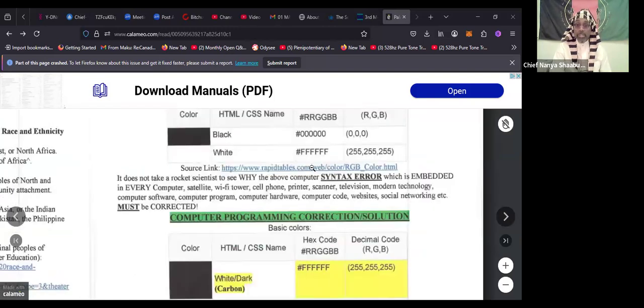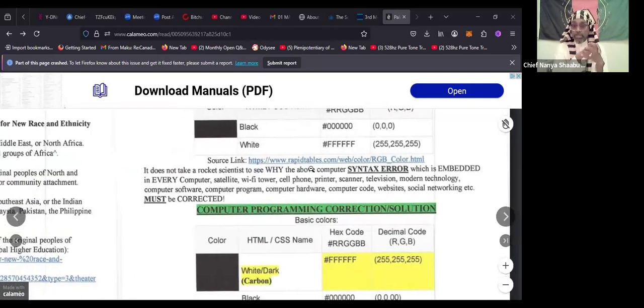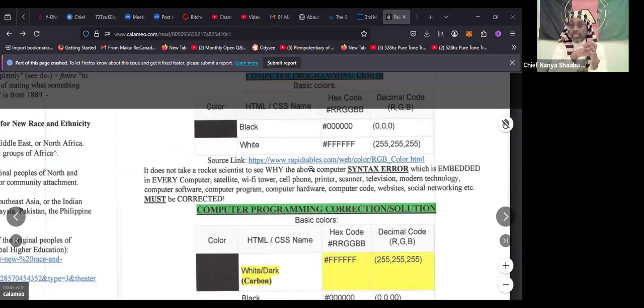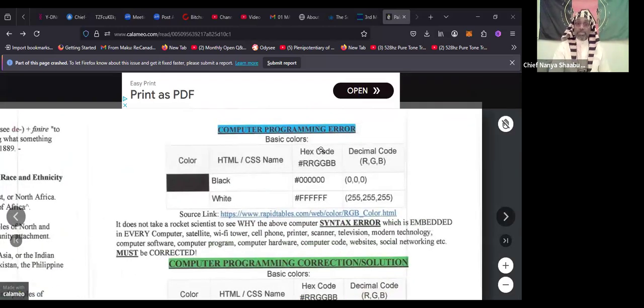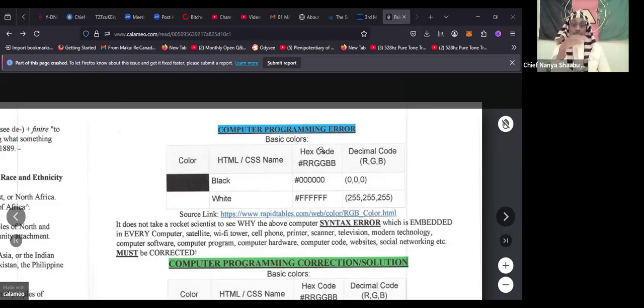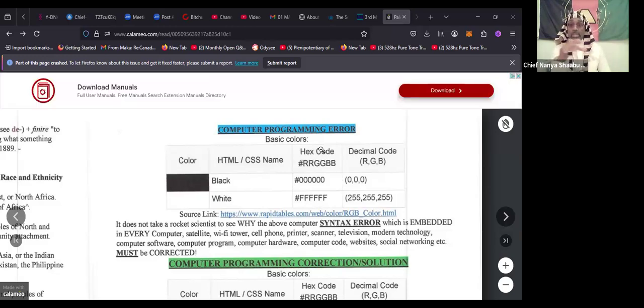Currently, this is what it is. Black is connected with the color dark that you see there on the left. I don't want to move the screen around; I want everyone to be able to focus. Its hexadecimal code is codified at hashtag 000000, and the red, green, and blue code is codified as 0, 0, 0. So this is the computer programming error that's in every computer software, circuit board, chip, Wi-Fi, it's everywhere. And the same with white, which is connected with paleness, but it has a hexadecimal code value of hashtag FFFFFF, and the decimal code is 255, 255, 255.